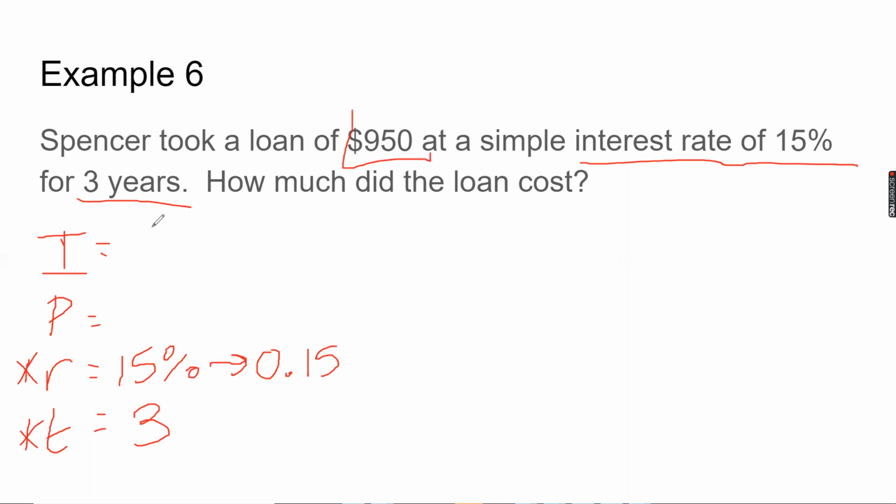Now we have to think, is this the interest or is it the principal? If Spencer was the one that got that money, it is going to be the principal because Spencer is getting the $950. P is for person or principal. I remember it because of the person. So if the person gets the money, like Spencer got $950 from the loan, that means that it's going in for P. And we need to figure out how much the loan cost, or what the interest was. So let's go ahead and substitute these numbers in.